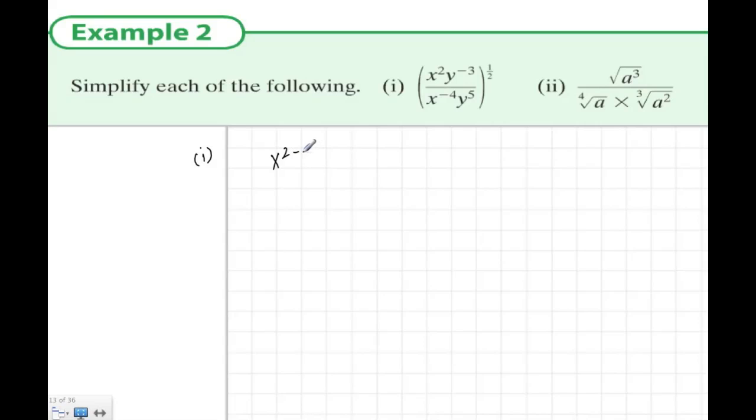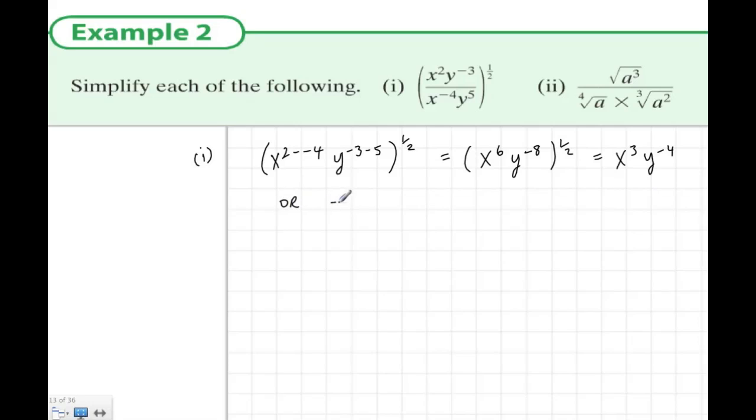So we have x squared, and underneath we subtract minus 4, so that's minus minus 4, and we have y to the minus 3 on top, and we're going to subtract 5 because that's underneath, and everything is to the power of a half. So 2 minus minus 4 is 2 plus 4, which is 6, and y to the minus 3 minus 5 is minus 8. And all this is to the power of a half. So you multiply these powers by half, and we get x cubed y to the minus 4.